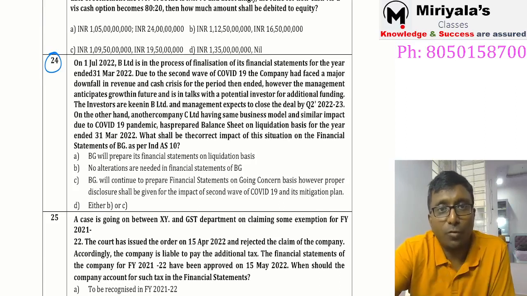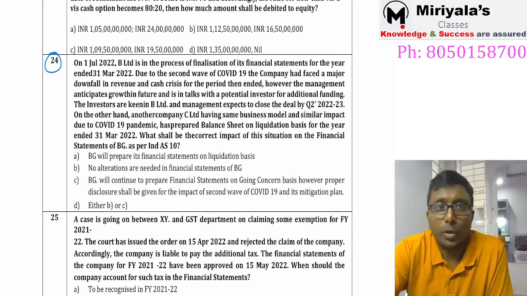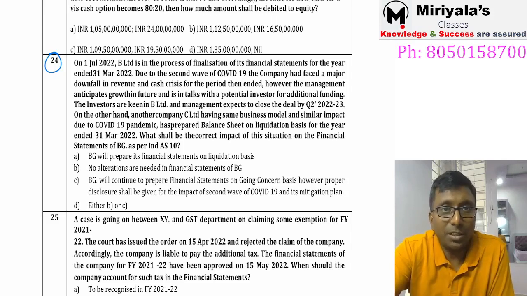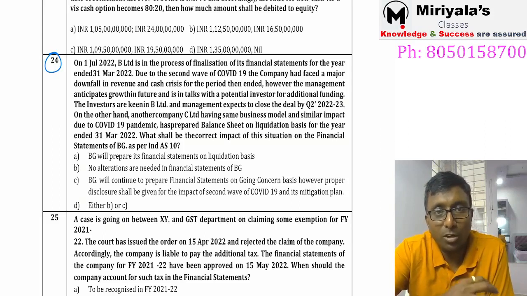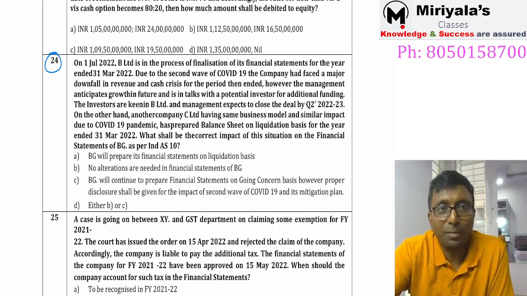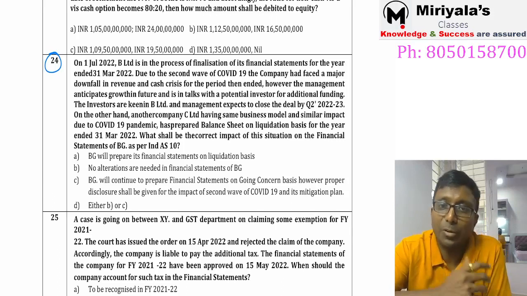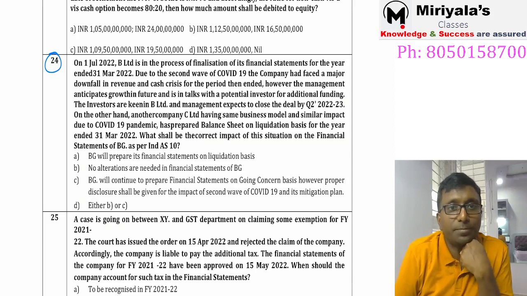Due to the second wave of COVID, they faced a major downfall in revenue and a cash crisis for the period. However, the management anticipates growth in the future and is in talks with a potential investor for additional funding. The investors are keen on B Limited, and management expects to close the deal by quarter 2 of the next financial year, 2022-23. On the other hand, another company, C Limited, having the same business model and similar impact due to the COVID-19 pandemic, has prepared its financial statements on liquidation basis, that means without the going concern assumption.